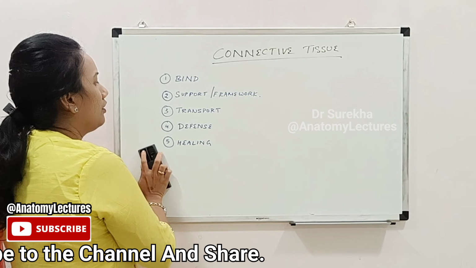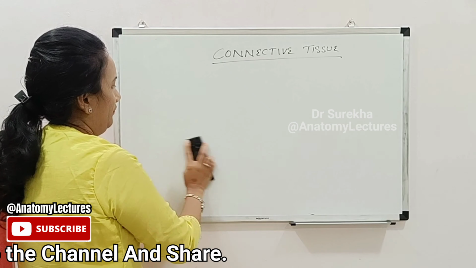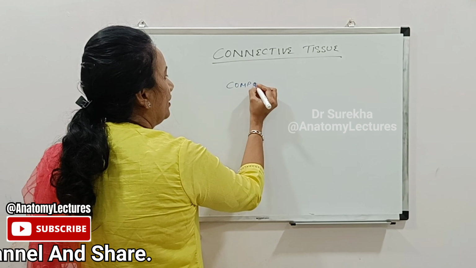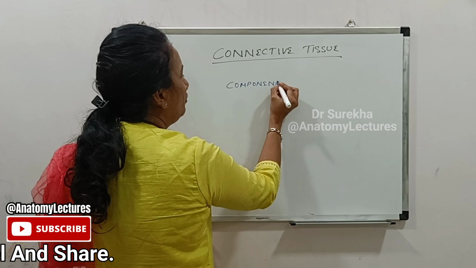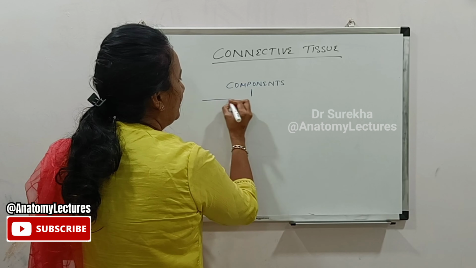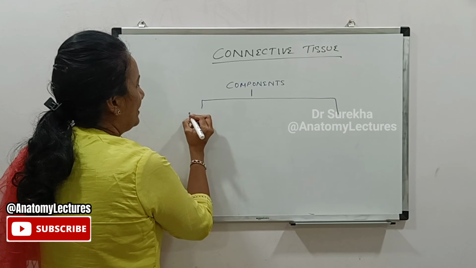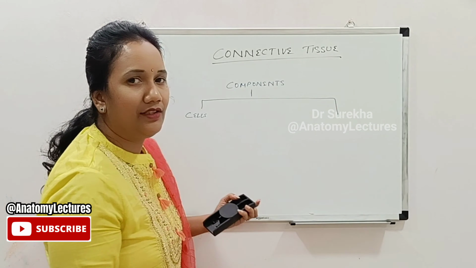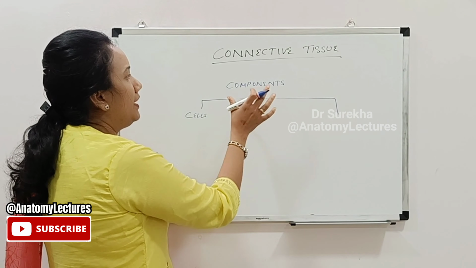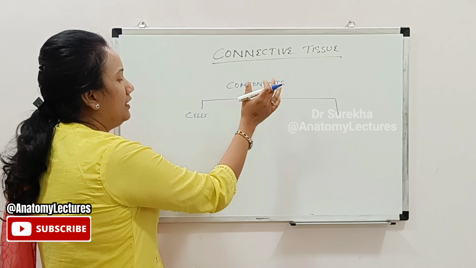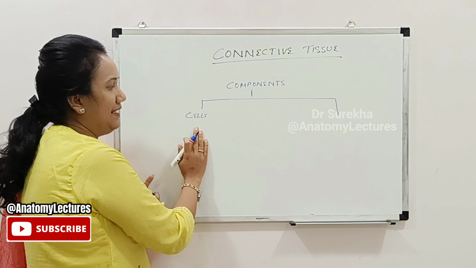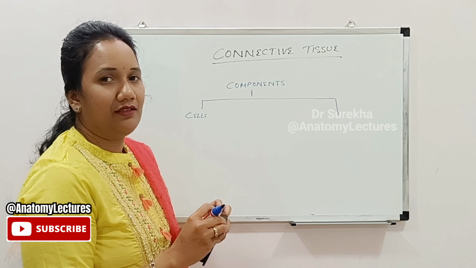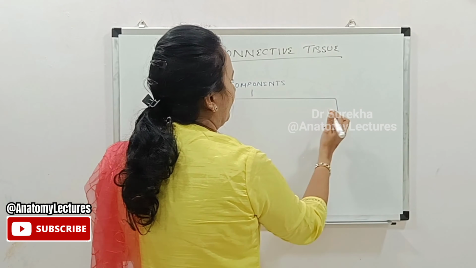So what are all the components of this connective tissue? Coming to the components, generally we describe it under two main headings. Any tissue will be made up of cells, so the main component of the connective tissue is cells. Now these cells secrete one substance which is called the matrix.